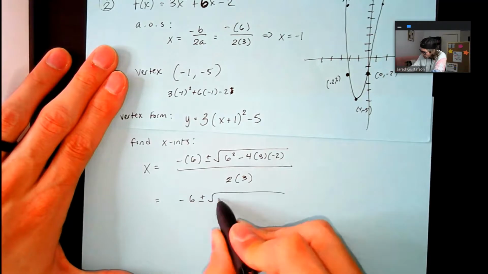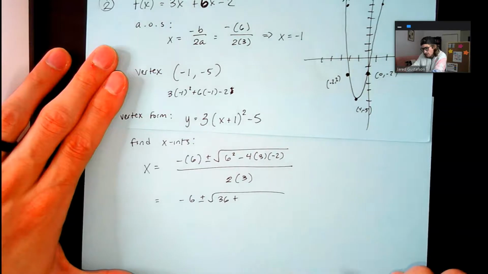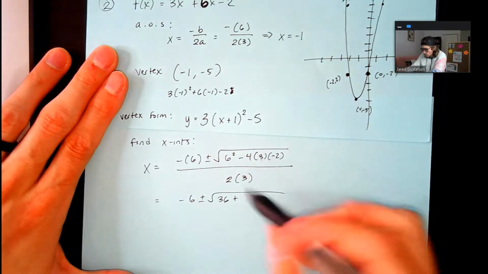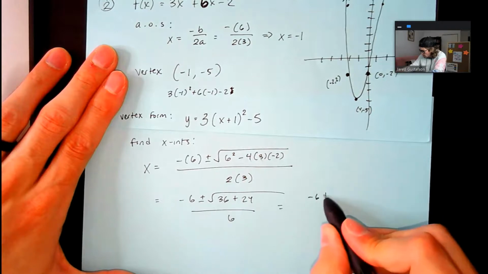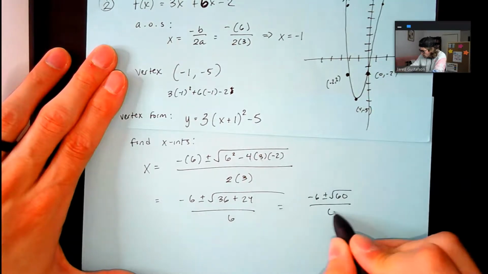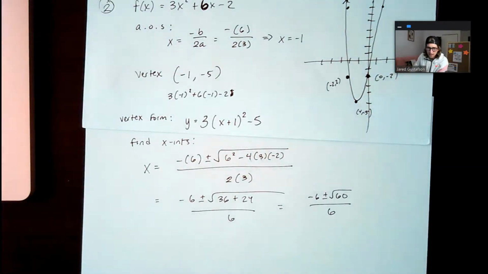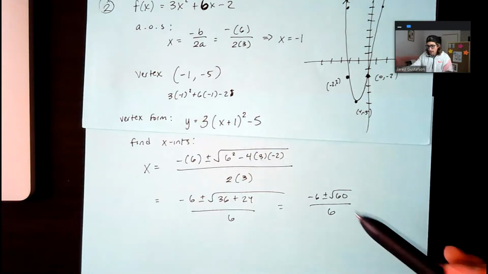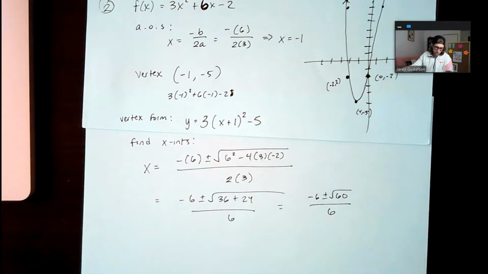-6 plus or minus the square root of 36. So that's going to be a plus because we have a minus and a negative, 12, 24, all over 6, which is -6 plus or minus the square root of 60 over 6. Now, do not be tempted to simplify quite yet. We have to simplify the radical. Beware, do not divide that 60 by 6. That is not going to be correct.